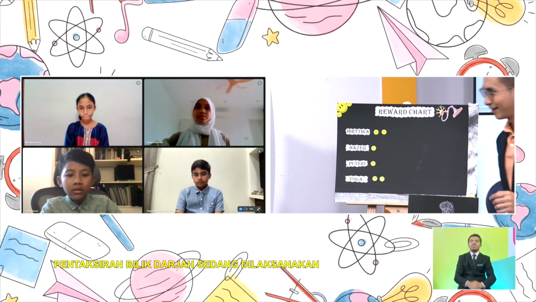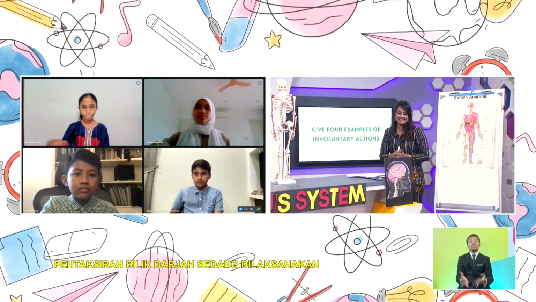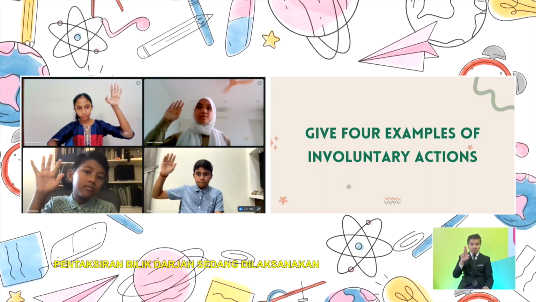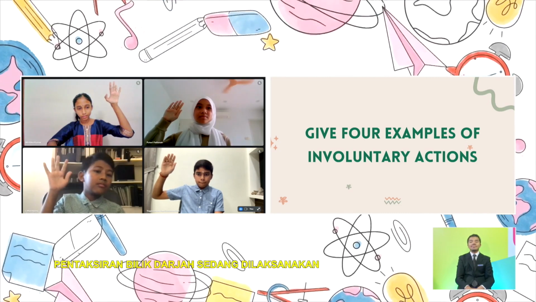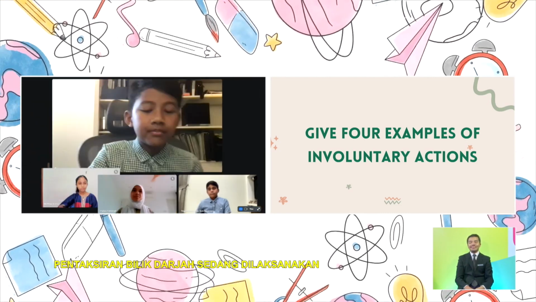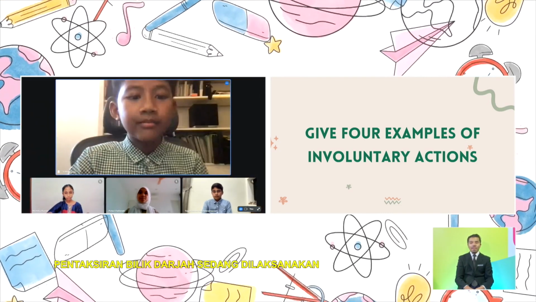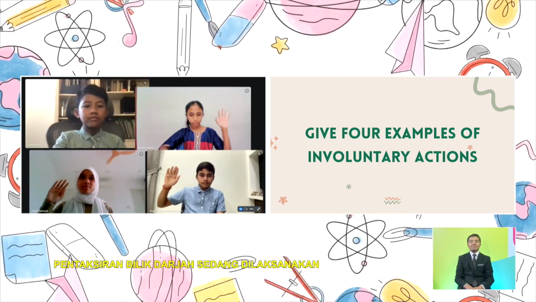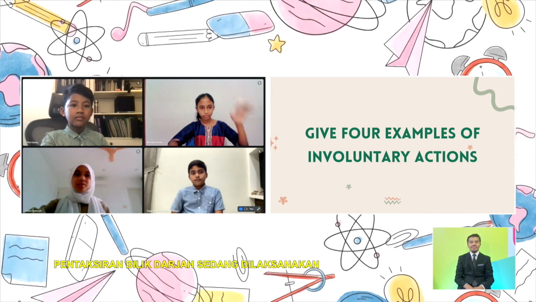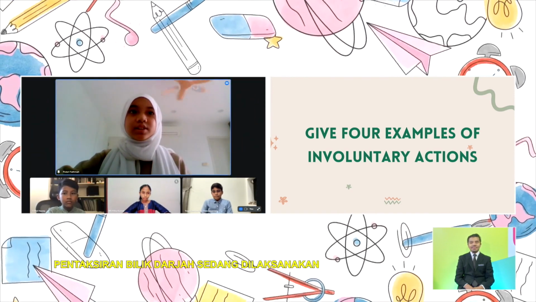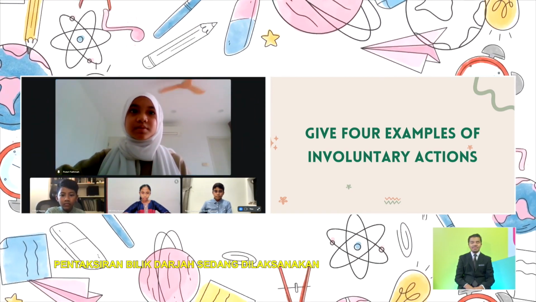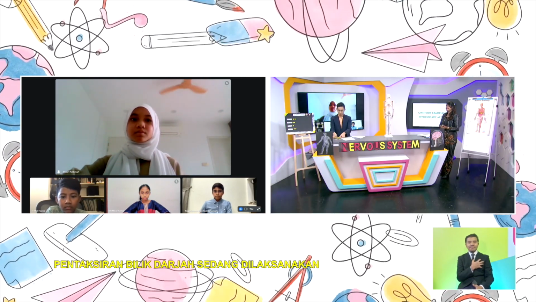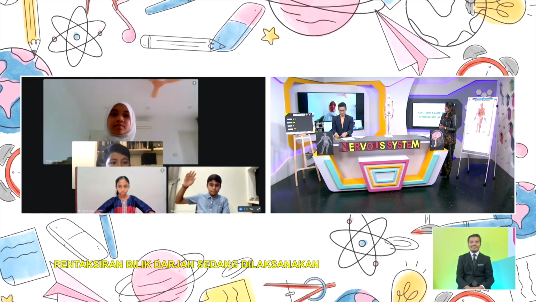Okay. Give me 4 examples of involuntary actions. Want to try? Wow, everyone raised their hand. Okay, how about Haziq? Breathing. Yeah, very good. Okay, yes, Putri. Blood circulation. Well done. Yeah, we can't control this. You cannot control blood circulation. Very good, Putri.